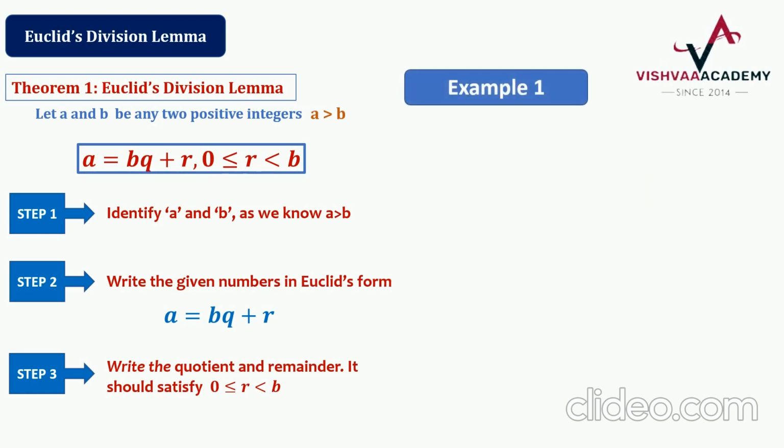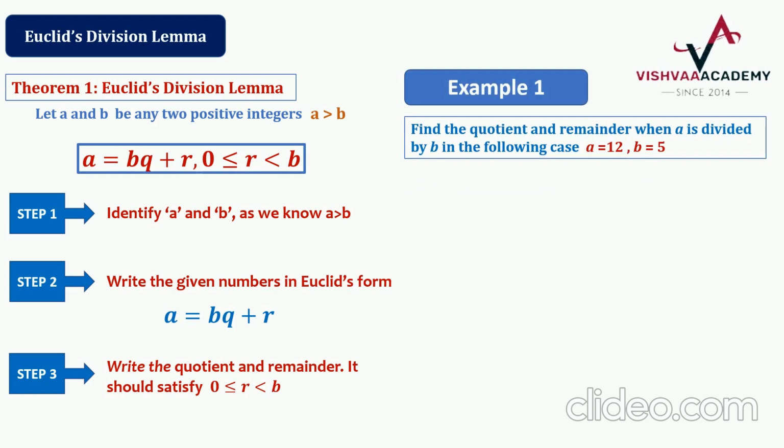A very easy problem I have given here. Example 1. Find the quotient and remainder when a is divided by b in the following case. a = 12, b = 5. So these are the two numbers they have given, 12 and 5. What's the first step? We need to identify the condition a is greater than b. If the condition is satisfied, directly we can write a = 12, b = 5. Very easily we can write this.